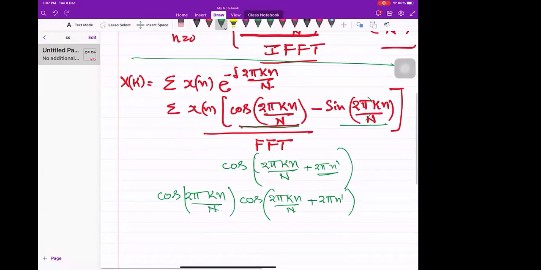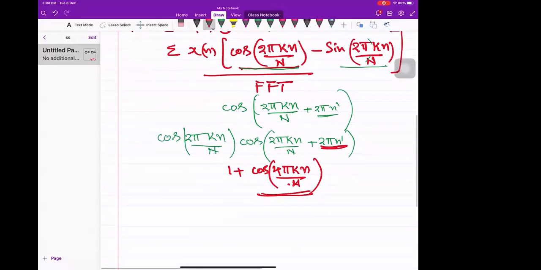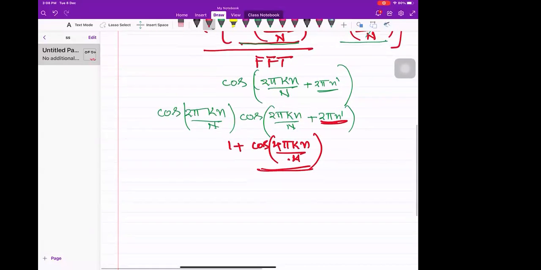If you don't have this 2 pi n dash, this simply can be written as cos square, that means 1 plus cos 4 pi k n by capital N, right? So this can be removed using your matched filter. Only the constants will remain. From the constants, I can decode my data stream.